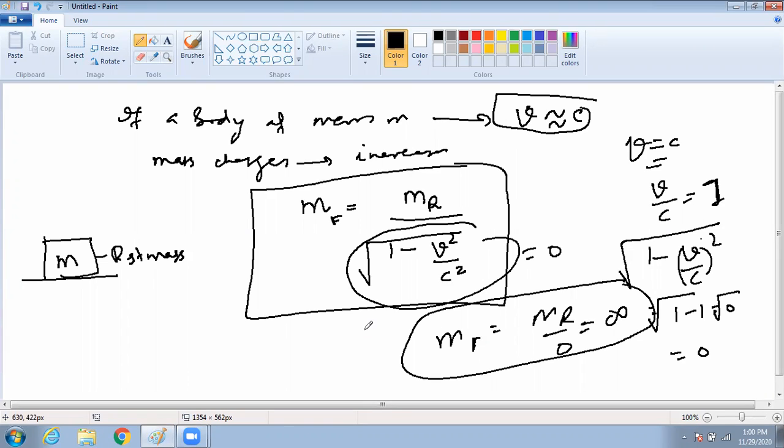Apply this formula and find out what the mass of the body is if the velocity is half of the light speed. V is equal to C by 2. What will be your mass?